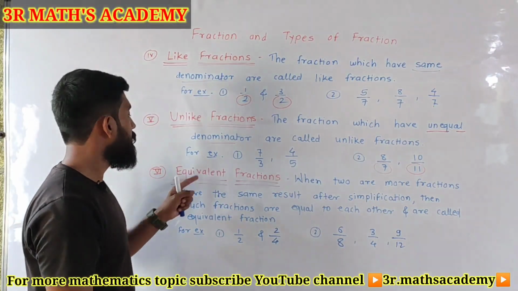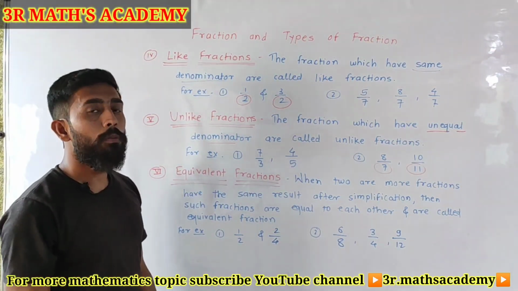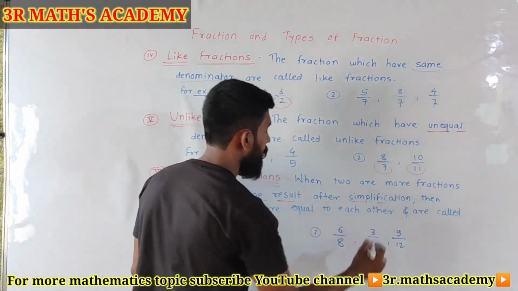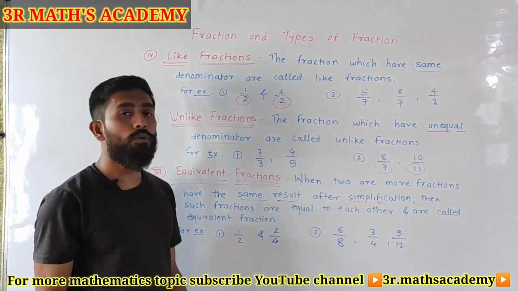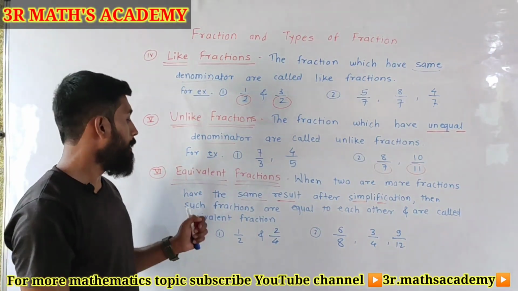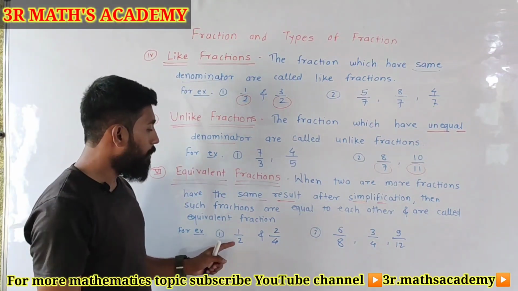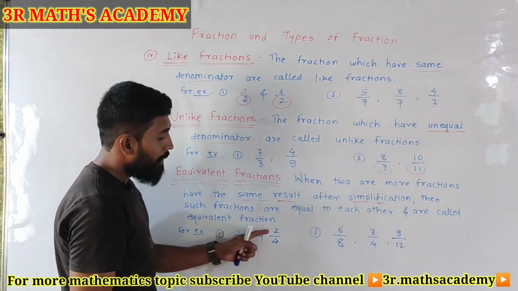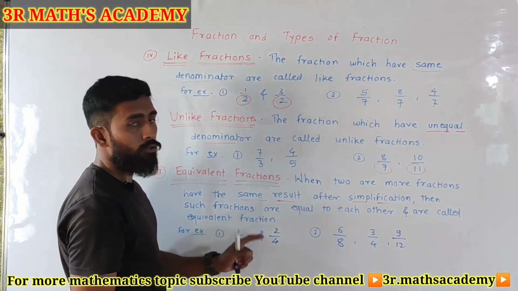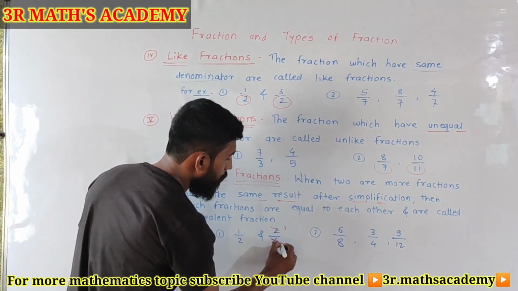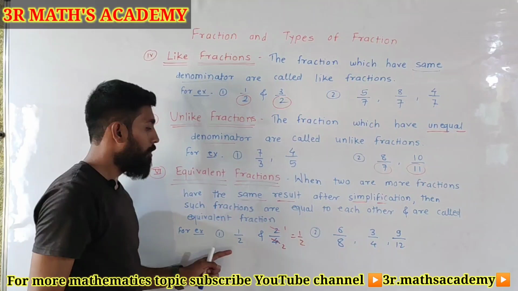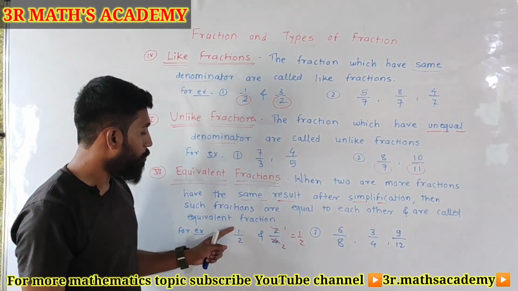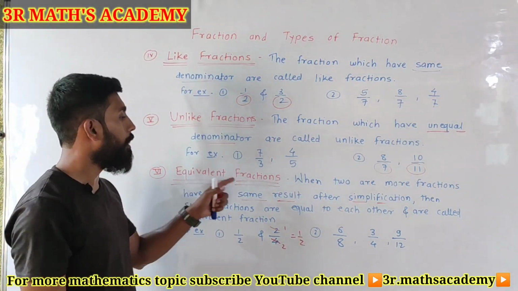Now last, number 6, equivalent fractions. When two or more fractions have the same result after simplification, such fractions are equal to each other and are called equivalent fractions. For example, 1 upon 2 and 2 upon 4. Here we simplify by dividing the numerator by 2 and the denominator also by 2. Then we get 1 upon 2. Therefore both fractions are equal, so we say that 1 upon 2 and 2 upon 4 are equivalent fractions.